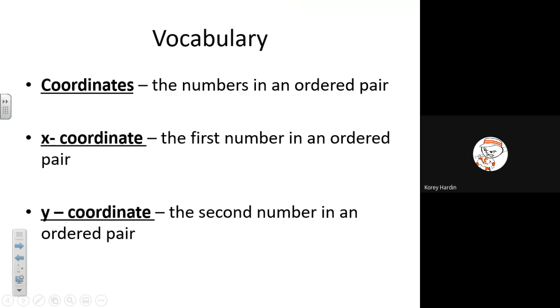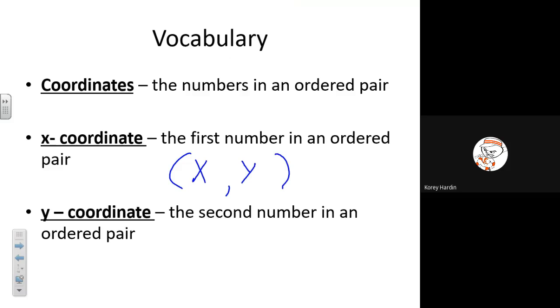Coordinates are the numbers in an ordered pair. We're going to have two of those, the x-coordinate and the y-coordinate. When we write them, the x-coordinate is always going to come first, and then the y-coordinate is going to come second. So when I'm graphing one of these, the x-coordinate tells me where to go on the x-axis. Do I go right 4? Do I go left 4? Do I go right 7, left 7?